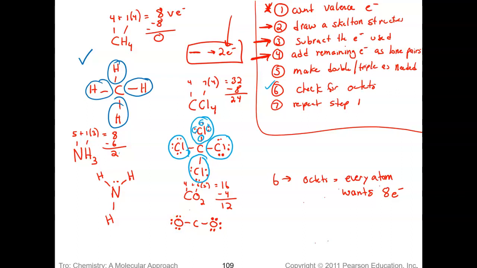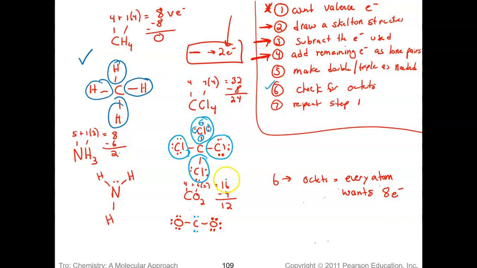Next step. I'm going to check for my octets here, just to make sure I'm good. So if we check for our octets, you can see this oxygen has 8, happy oxygen. This oxygen has 8, happy oxygen. But look at our carbon. Our carbon only has 4. Well, everyone needs 8, right? So we could just do this. But this would be incorrect.